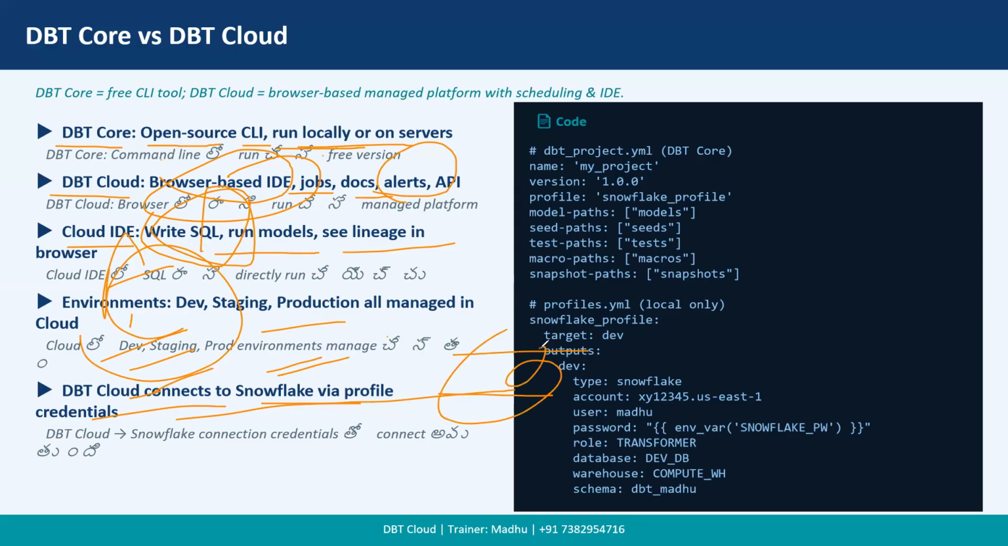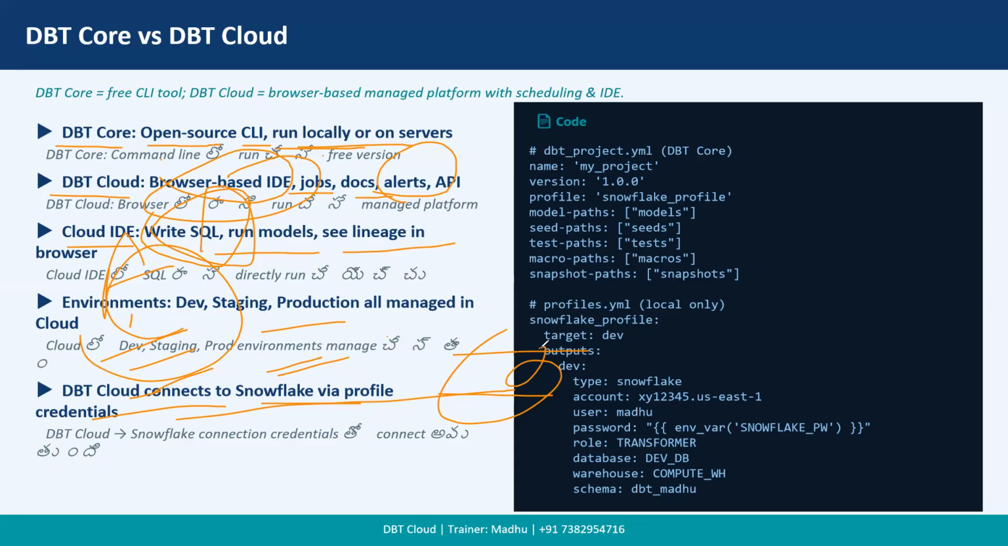So dbt Core is the open source CLI version. You install it on your laptop, write SQL, and run dbt run from the terminal. dbt Cloud is a managed platform with a browser-based IDE, job scheduling, environments, and hosted documentation for teams and production use. We use dbt Cloud. Both use the same underlying model logic, but you have more features in the cloud.